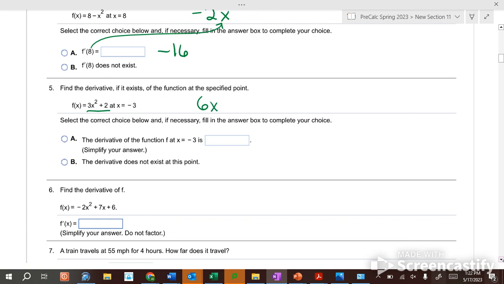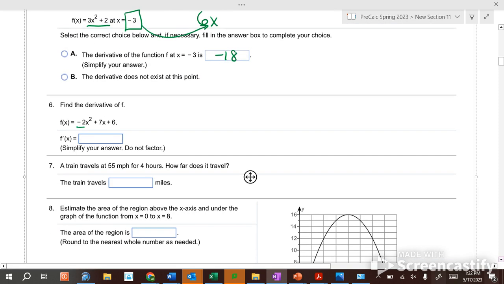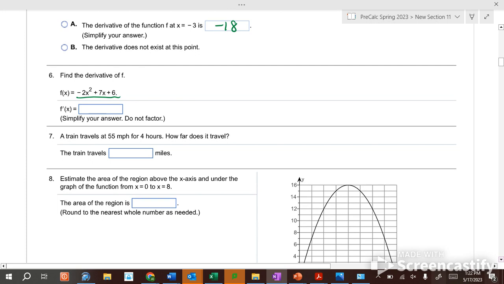6x. Isn't Mr. Bierschbach so nice for teaching you that at the last minute? And stick a negative 3 in there, and you get negative 18. What's the first derivative of this function? Negative 4x plus 7. Okay, derivatives. Easy peasy, lemon squeezy. Yeah, it took a long time to do it the other way. Mr. Bierschbach just saved you a lot of time.